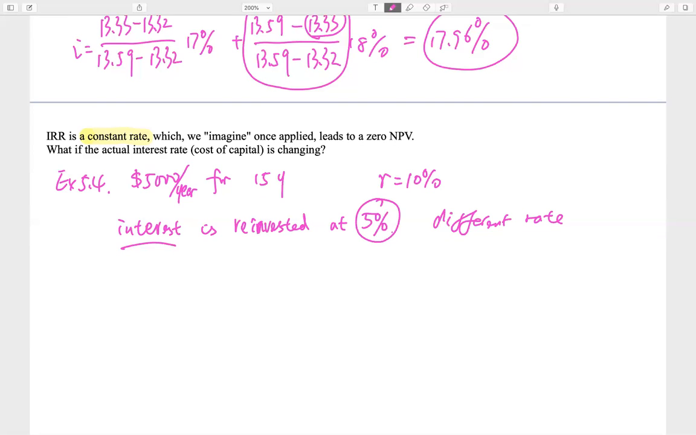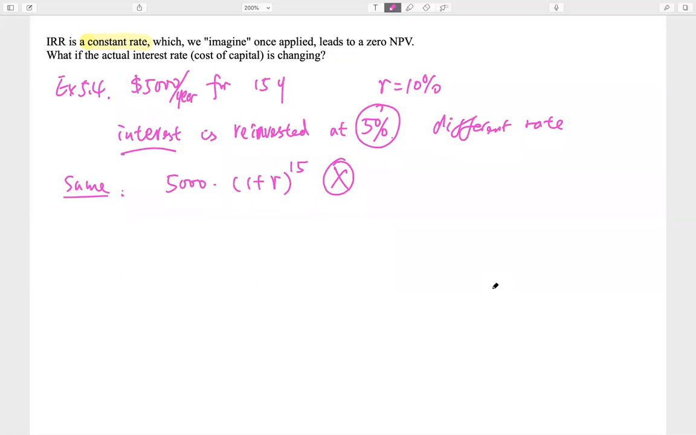Then at the end of 15 years, if it is the same, we would have 5,000 times (1 plus i) to the 15, right? That is the easy case, but obviously this is not the case for this example because 10% does not apply to your interest. So now we need to analyze, okay? I believe we did one of this before, so now let's do it again.